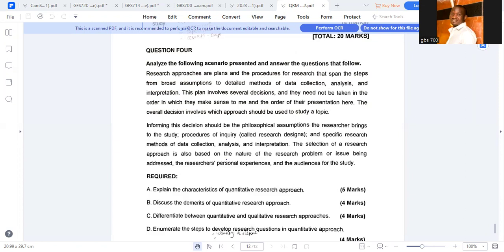We're dealing with what? Quantitative research. So what are the key concepts in quantitative research? We're going to look at the dependent variables, independent variables, and the control variables. What are dependent variables? What are independent variables? What are control variables?